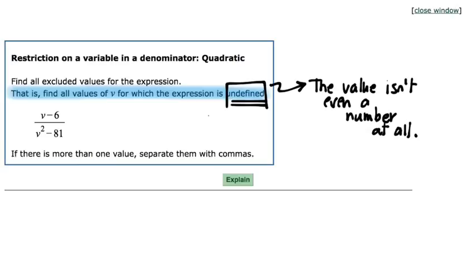Always a good idea when you first meet a brand new rational expression. Try to factor it to the extent that's possible, because the factors will help us to best understand what's going on here. Well, there's nothing to do upstairs. V minus 6 is already completely factored, as much as we can do. But what about v squared minus 81? How does v squared minus 81 factor?